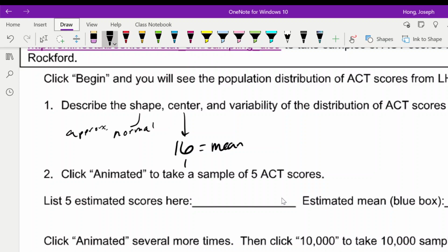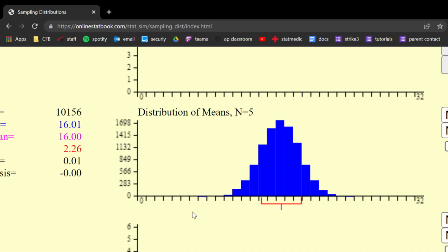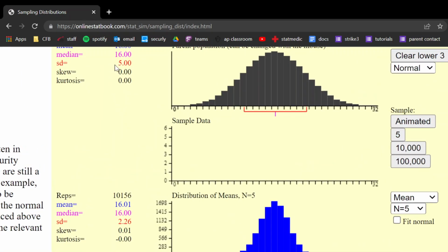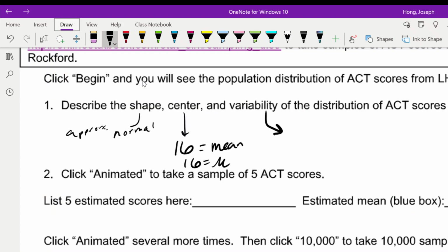And we know that we're talking about a population. So this is going to be a mu. And the last thing, variability. This is going to be a standard deviation. We see that a standard deviation for the population is going to be 5. So the sigma is going to be 5.